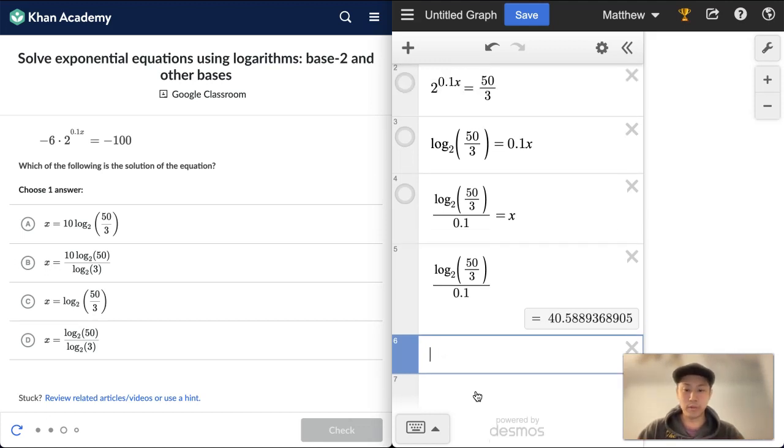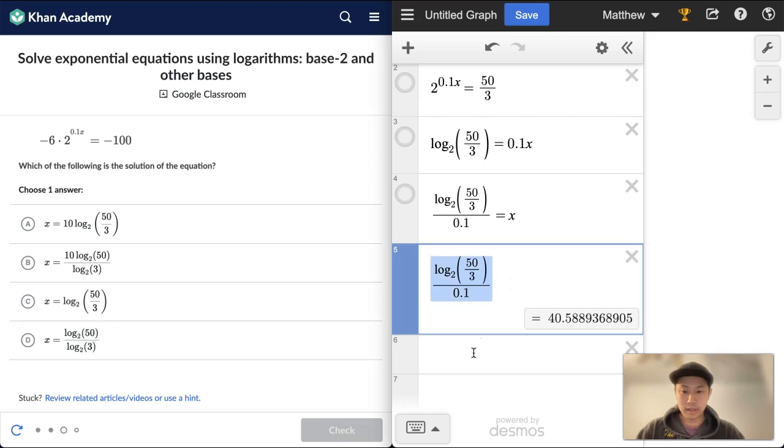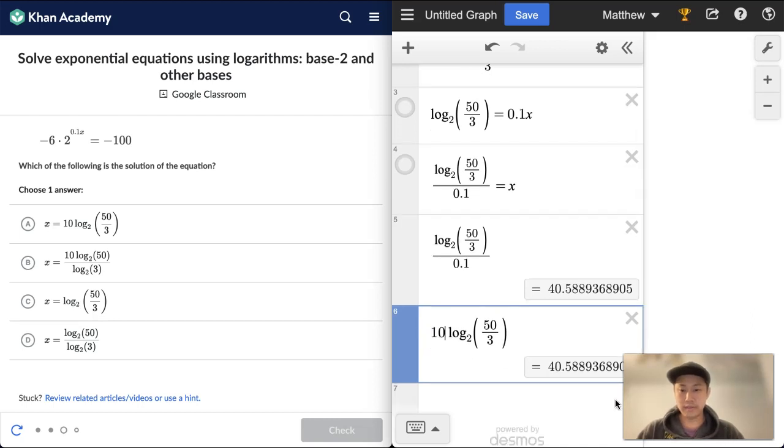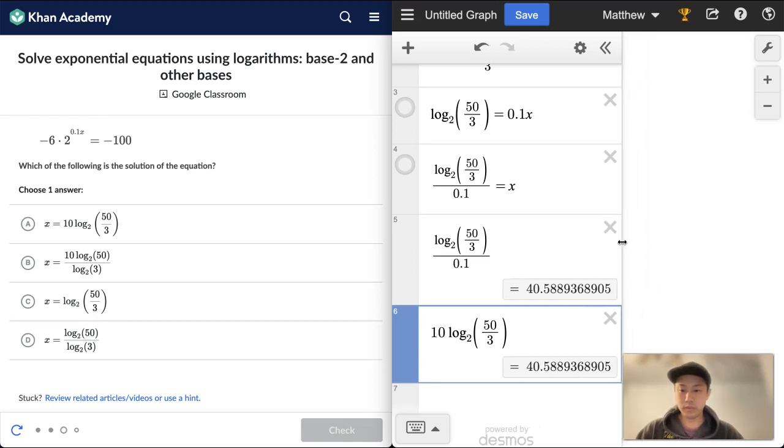I'll prove it to you. I'm going to take this, get rid of the divide by 0.1, and multiply all this by 10, like that. And I get the same answer. Can you see that? There you go.